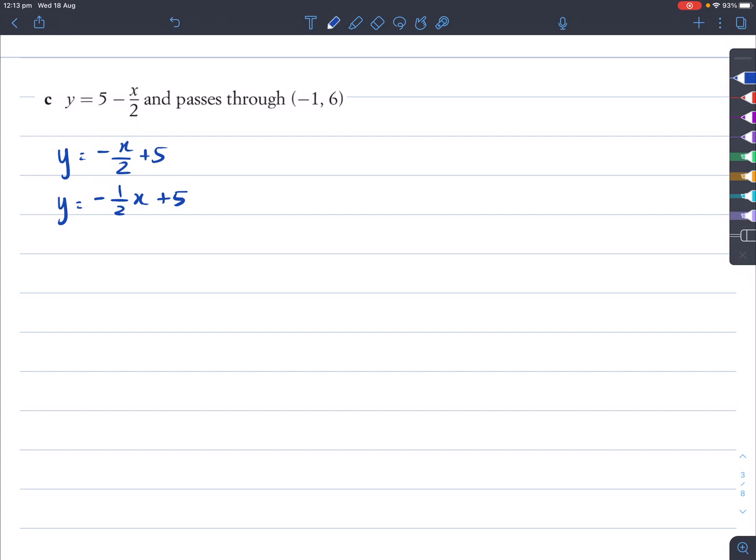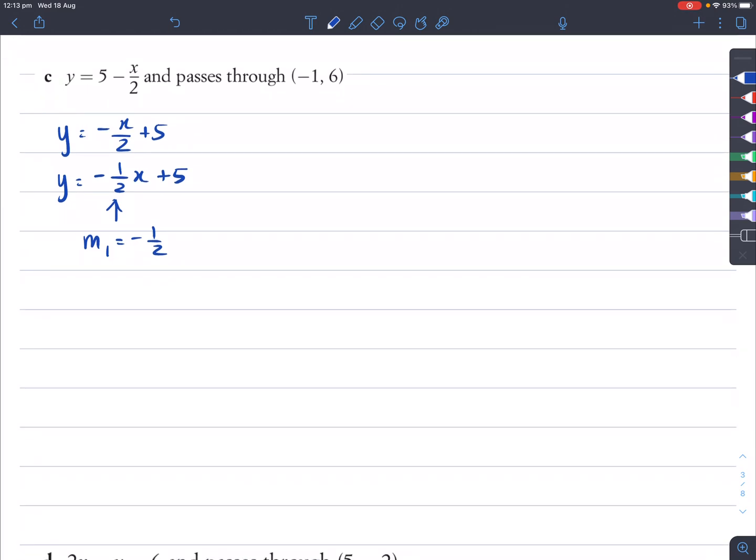So now we can identify what our gradient is. So m1, which is the gradient of this line, is -1/2. But we also want the gradient of our parallel line. Our gradient of the parallel line, m2, will also be the same gradient, which is -1/2. So far, y equals mx plus b, which is our equation, has a gradient of -1/2. So we're going to replace that in.